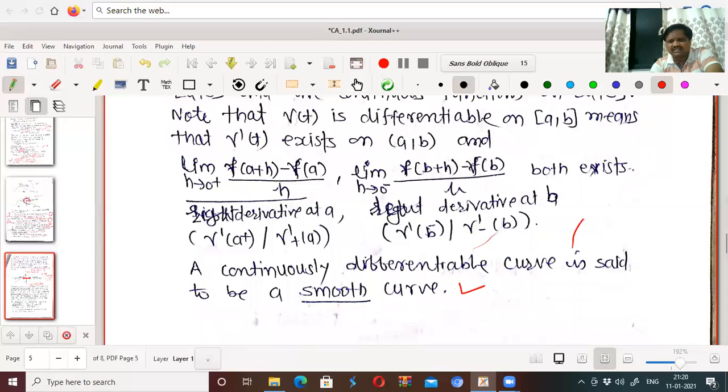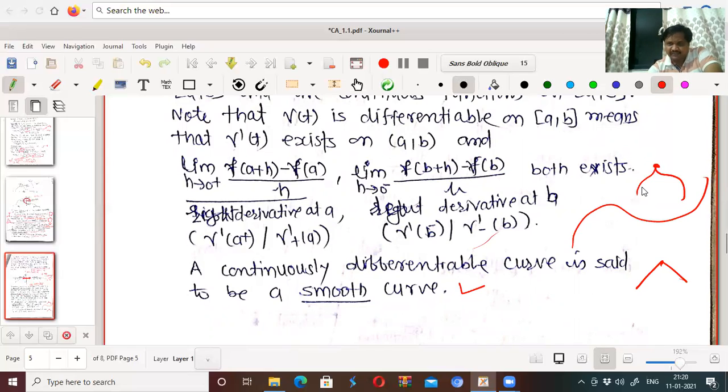The curves of this type are smooth curves. And corner curves means what? These are not smooth curves. So if corner points arise there, this is not a smooth curve. At this point we get a corner, so we do not call it a smooth curve.